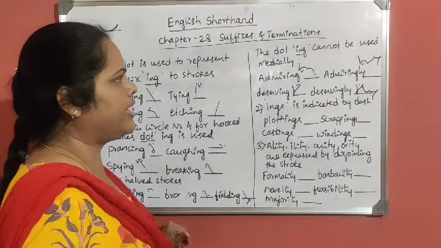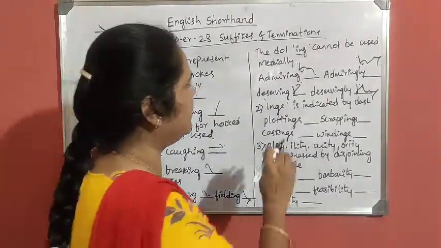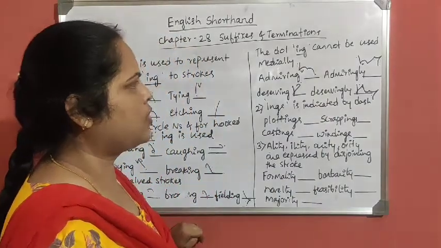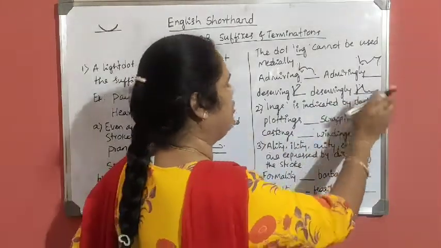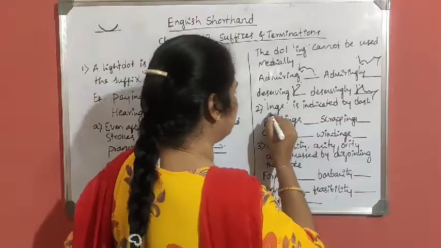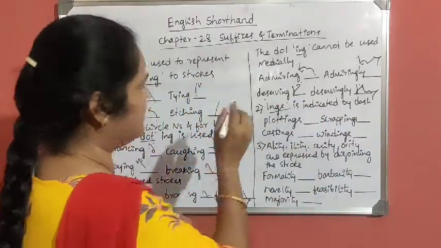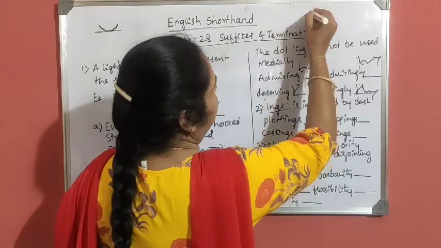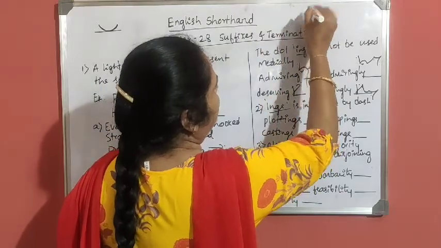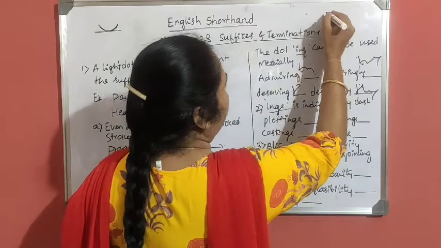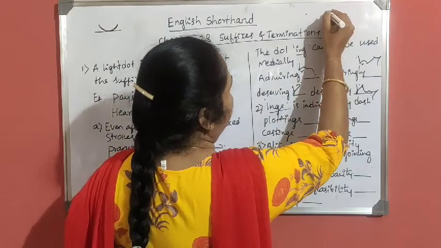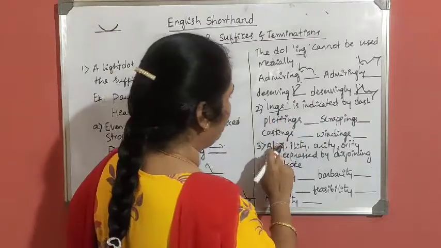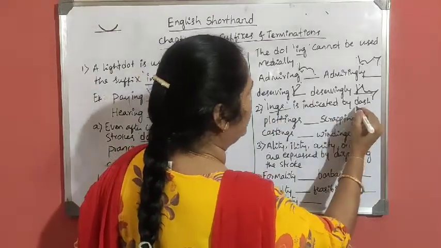So, dot ing cannot be employed medially. If medially ing sound has come, we have to write the full form. Then ings. So far I explained, we have to indicate a dot. We have to write a light dot for representing ing. For representing ings, you can write a small dash. So dash, ings is indicated by dash.